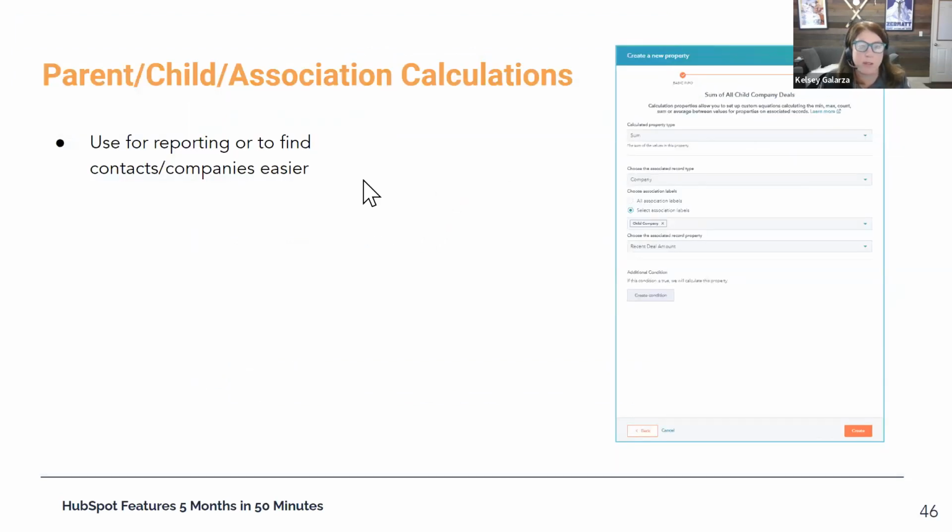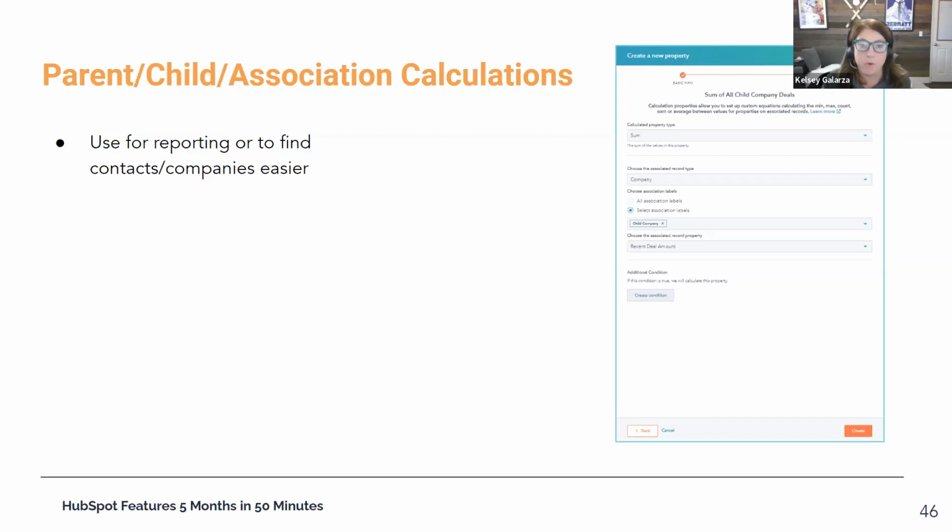Parent and child association calculations. This seems really weird, but it's really important. It's the ability to create custom properties to calculate the number of associated somethings within parent-child or associated objects. Associated objects was previously there, but I don't know that many people knew about it. But this allows you to roll up, show me all of the deals for Kellogg's, even if Kellogg's has 50 child companies, because that's something you might really want to know.